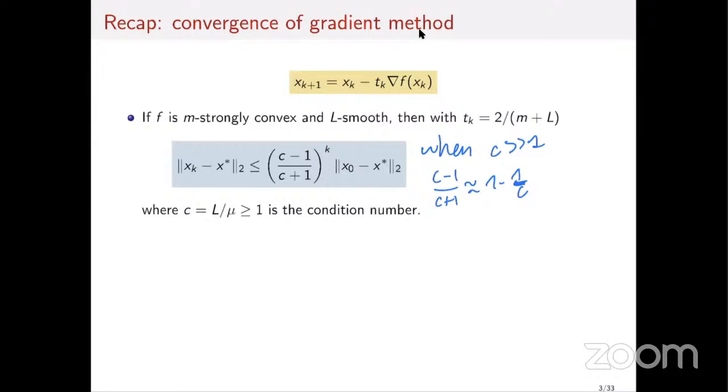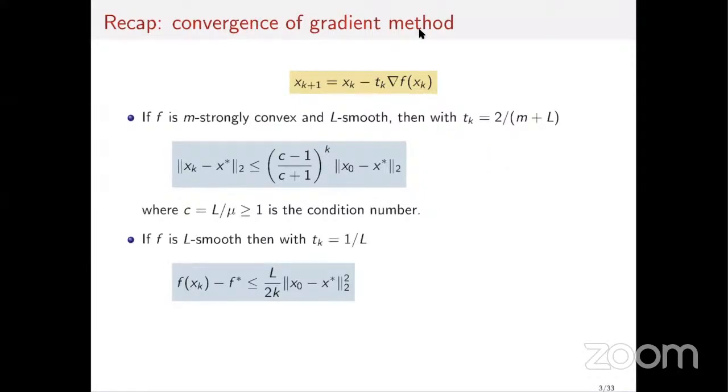When the function is just L smooth without assuming anything about strong convexity, what we saw is a much weaker convergence rate. It is a sublinear convergence rate, and we saw that the function values approach the optimal value f star as a sequence like 1 over k. It's less than L divided by 2k times the norm of x0 minus x star squared. So this is a sublinear rate of convergence.